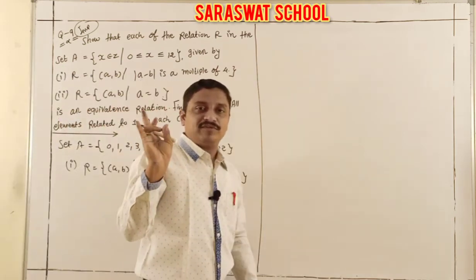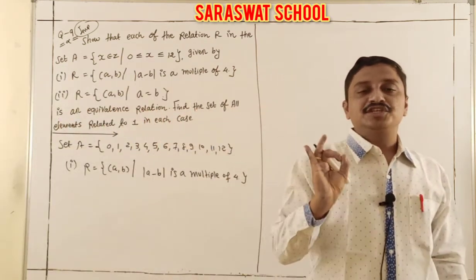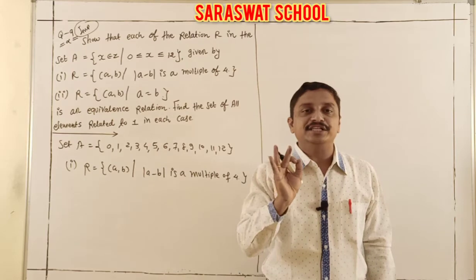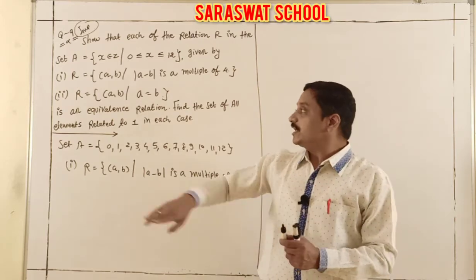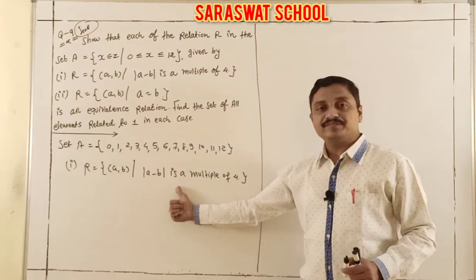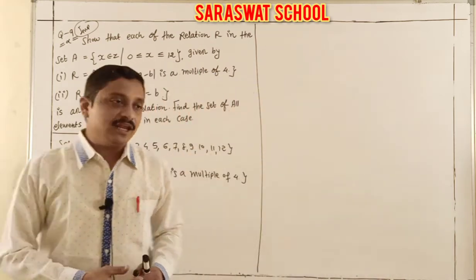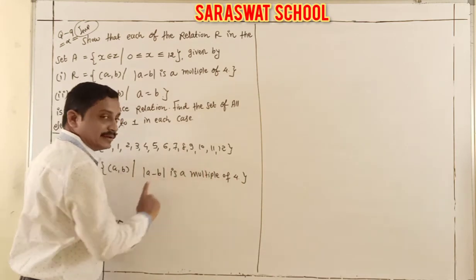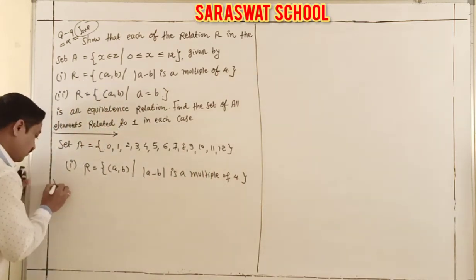First of all, I check reflexive, symmetric and transitive. After that, I can show yes, it is an equivalence relation for this one. It is very easy. Any number you check in the range 0 to 12, in general.